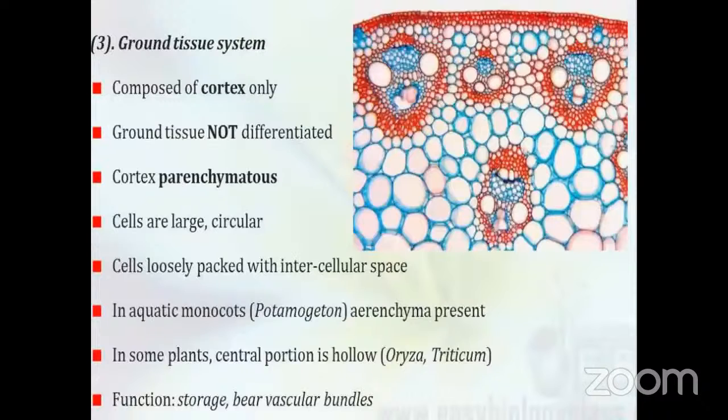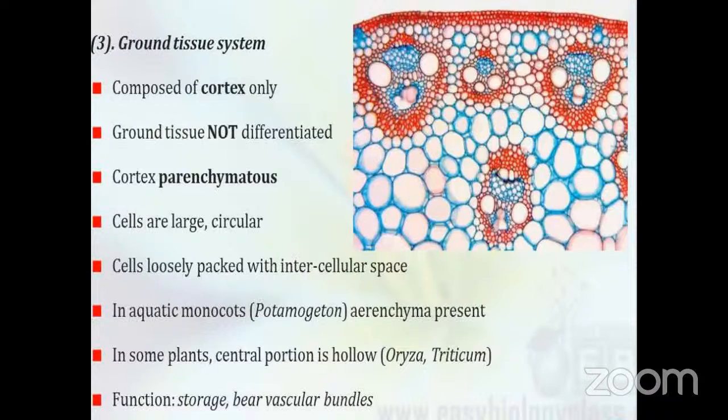And coming to the ground tissue, it is composed of cortex only. And ground tissue is not differentiated into outer cortex, inner cortex, endodermis, as in dicots. Here, uniformly arranged parenchymatous tissue is present, and cortex is parenchymatous, and mainly it is storage in function, storage of nutrients. Cells are large, circular, and loosely packed with intercellular spaces.